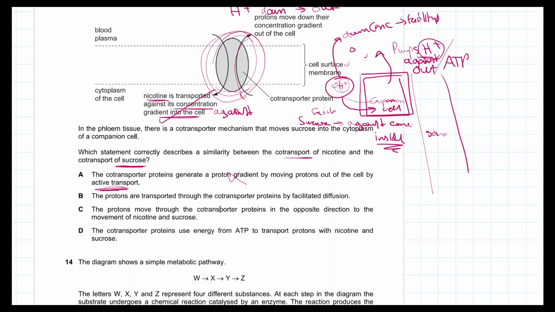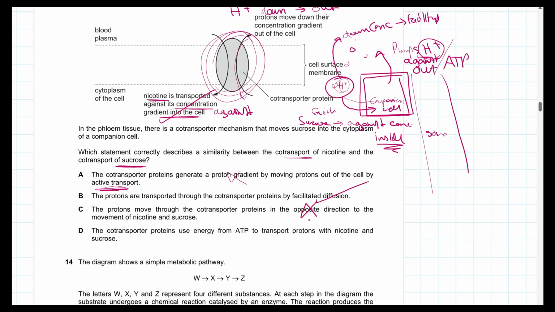B, the protons are transported through the co-transporter proteins by facilitated diffusion. Now, this is totally correct. We just mentioned that they go back both by facilitated diffusion through a co-transporter protein. C, the protons move through a co-transporter protein in the opposite direction to the movement of nicotine and sucrose. Now look carefully here. Now this is incorrect. In nicotine, yes, it moves in the opposite direction, but I mentioned that in sucrose, both the hydrogen ions and the sucrose go back inside the cell in the same direction.